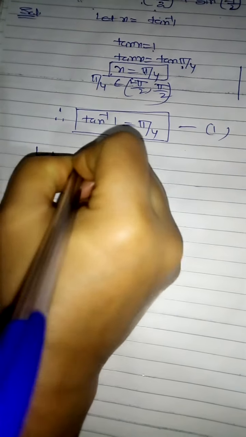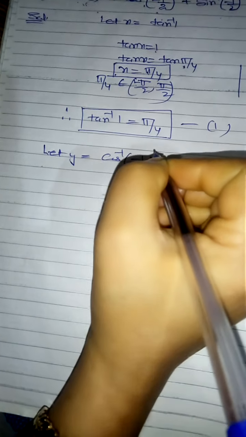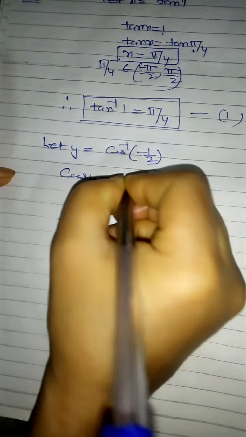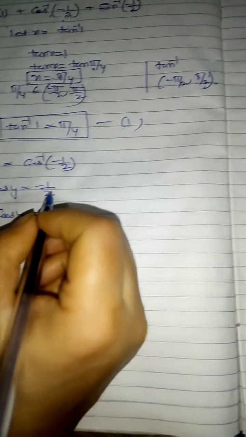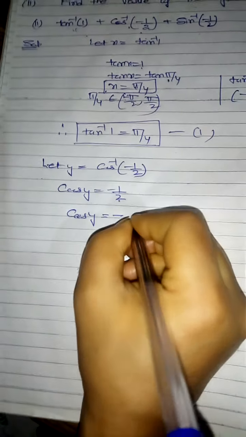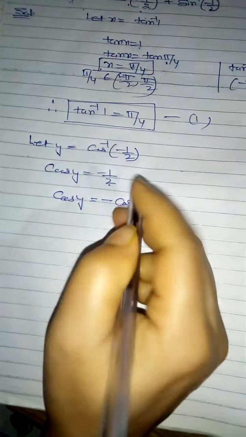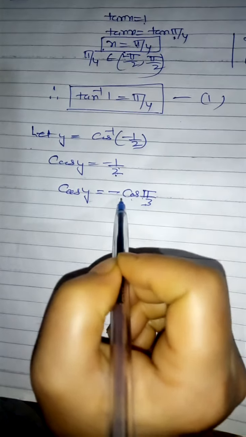Let y equal to cos inverse minus 1 by 2. Then cos y is equal to minus 1 by 2. After that, the value of 1 by 2 is cos of pi by 3, because cos 60 degrees is 1 by 2. So cos y is equal to minus cos pi by 3.